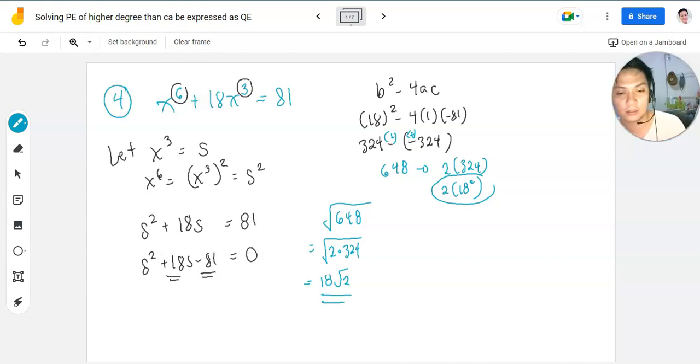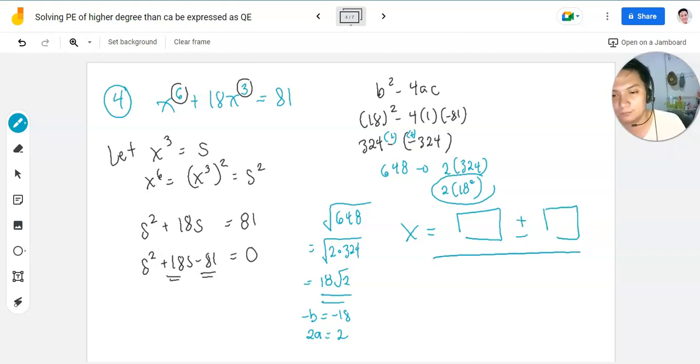So, let's continue. So, anong negative of B? It will be negative 18. Ano naman ng 2A? 2 times A, so 2 times 1, so 2. So, let's prepare the phase na kailangan natin lagyan ng numbers mamaya. Okay, so, ano sa first box natin? Yung negative of B, so negative of 18, plus or minus yung square root ng discriminant na 18 square root of 2 when simplified, tapos sa baba, 2A, so bali, 2. So, pwede ba bang masimplify yan?